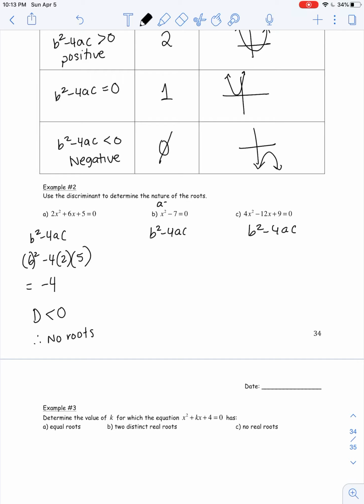Here, there is no b, because here a is equal to 1, and b is equal to 0, because there is none, and c is equal to negative 7, our constant. So b is equal to 0. So 0 squared minus 4 times 1 times negative 7, which means that our answer is negative 28.